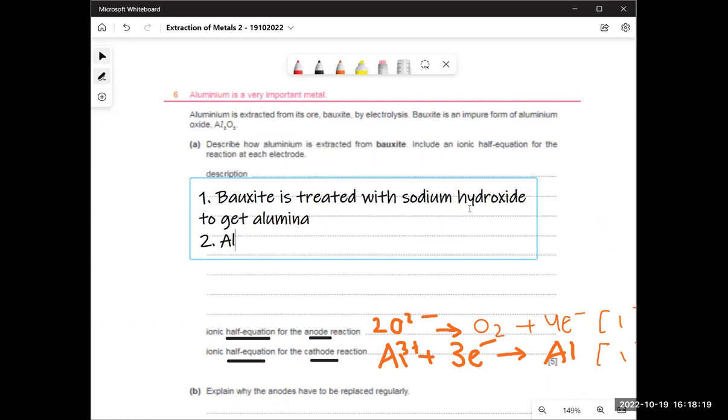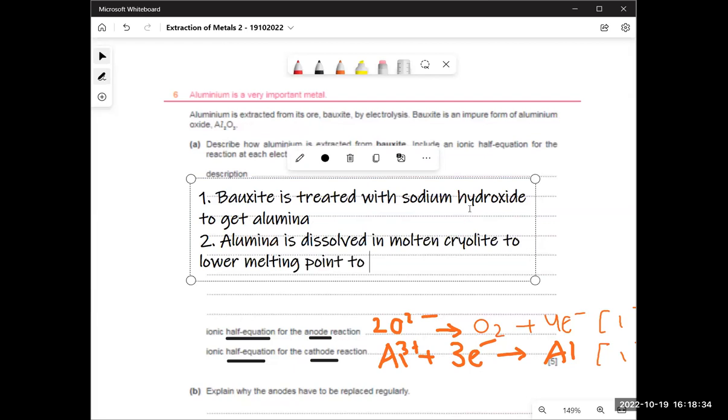Next, the second step: alumina is dissolved in molten cryolite to lower the melting point to how much, Lula? Tell me. Or Safa, Zahira, how much does the melting point turn out to be? 950? 950 degrees Celsius. Perfect. From 2000 Celsius to 950.